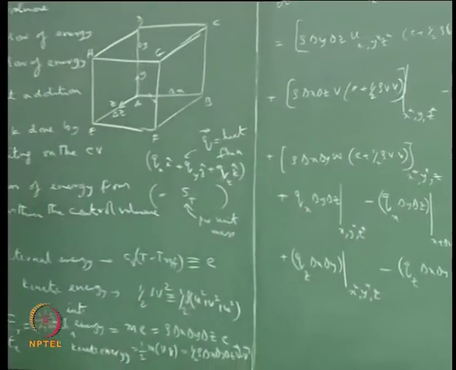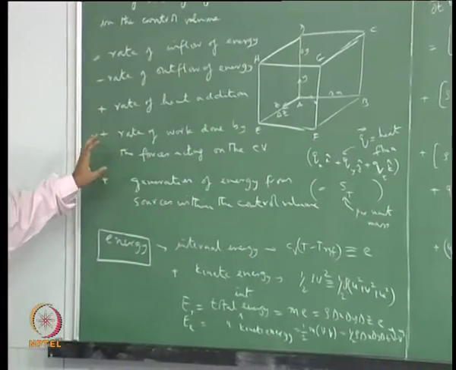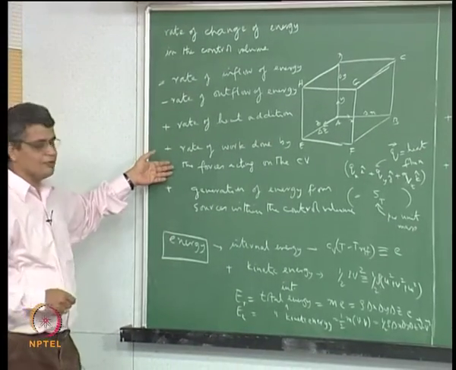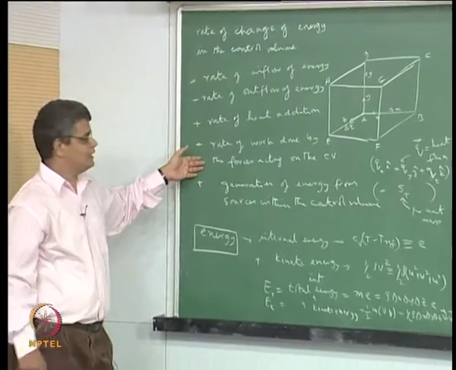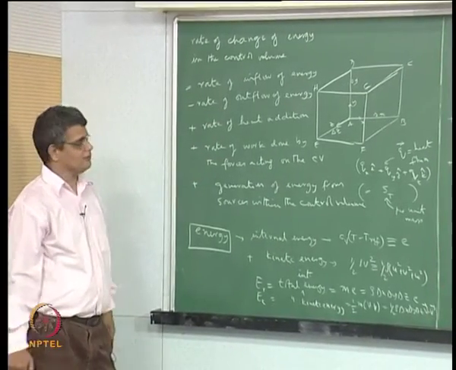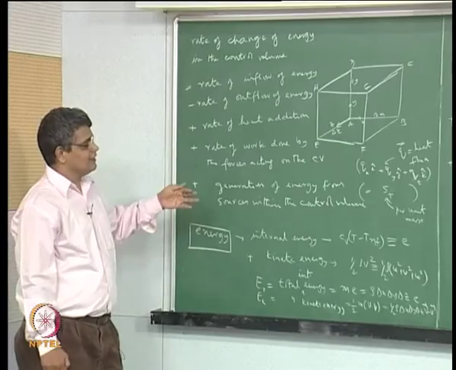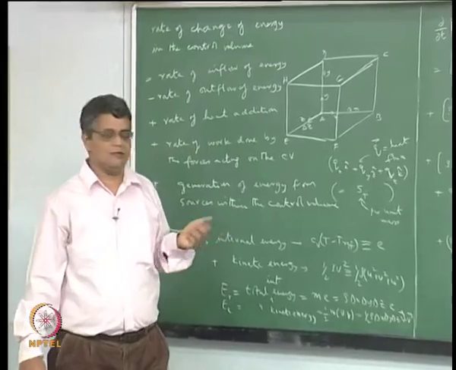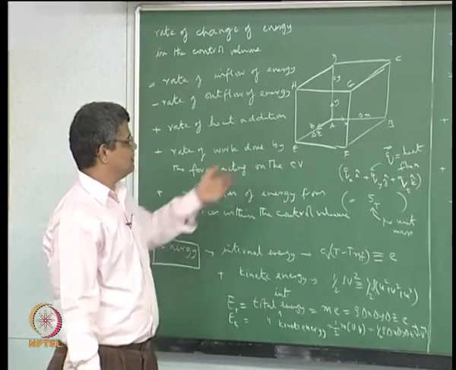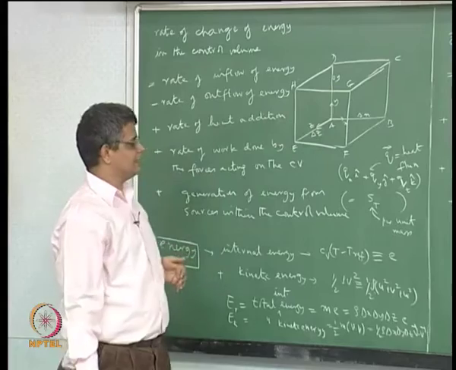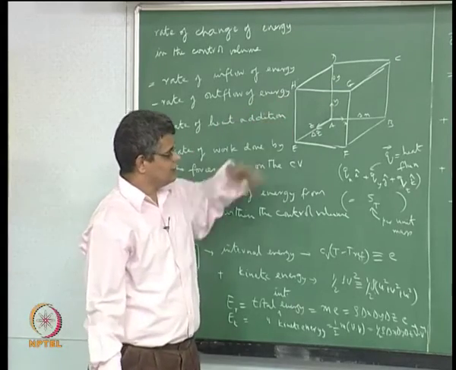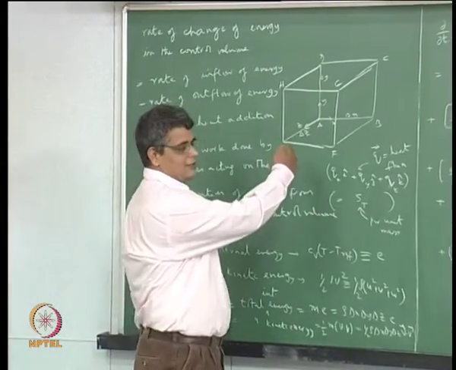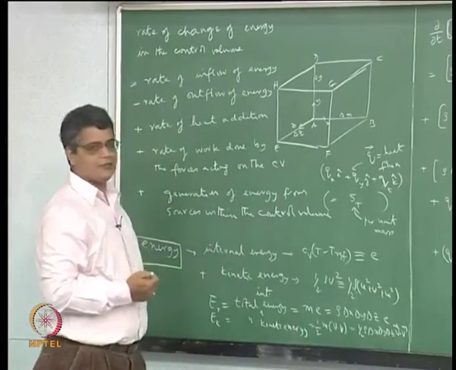Now the evaluation of the rate of work done by the forces acting on it is a tedious process, but it is relatively straightforward. We have to identify what the different forces acting on the control volume are, and we know that on each face there are pressure forces and there are viscous stresses, and not only that, there is gravitational force, which is the body force that is acting. So let us deal with first of all the gravitational force.